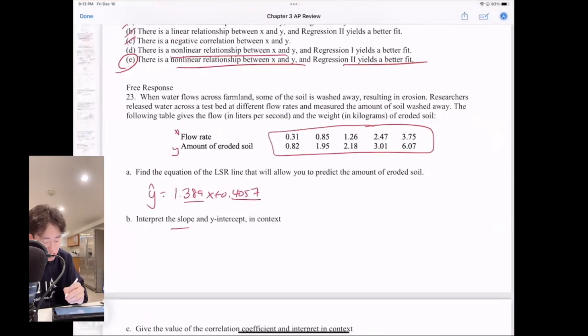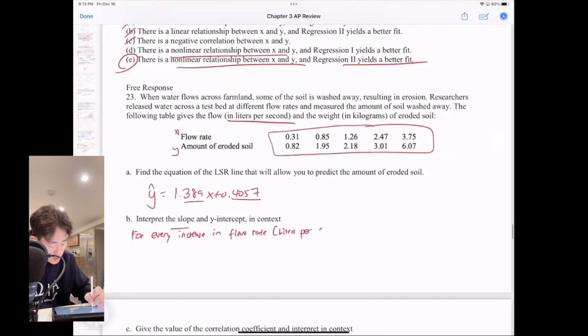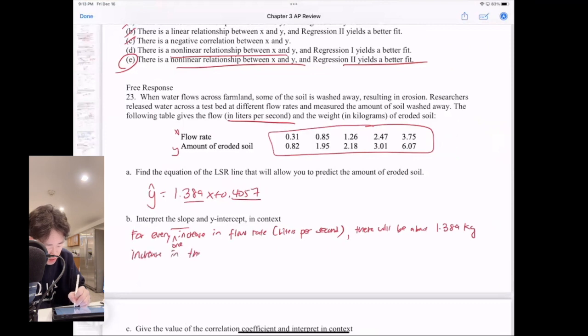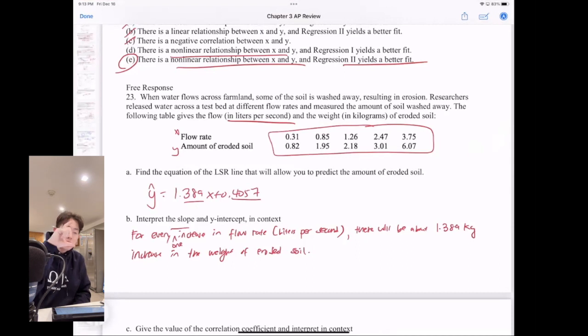So the slope means for every increase in the flow rate, liters per second. So for every 1 unit of increase, there will be about 1.389 kilograms increase in the weight of eroded soil. That's what I would say. So for every 1 unit increase in the x, it's going to increase the y about that much. That's what the slope represents.